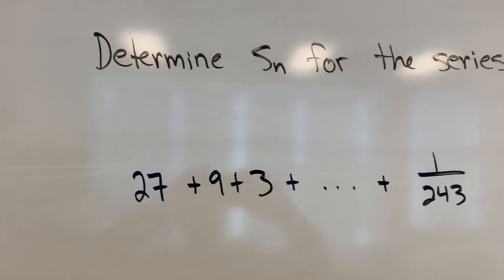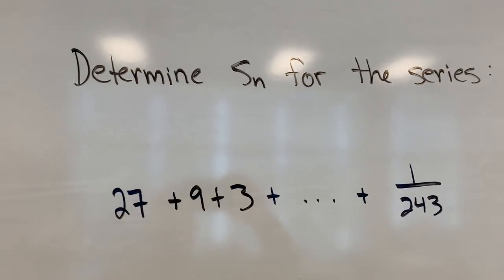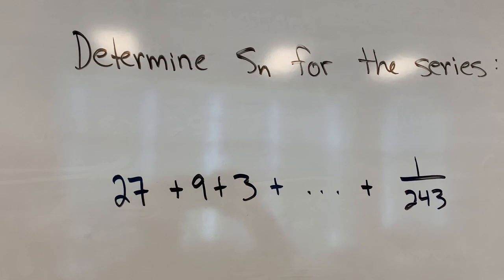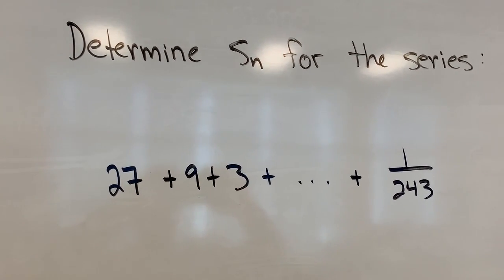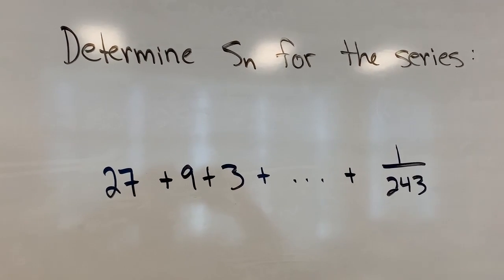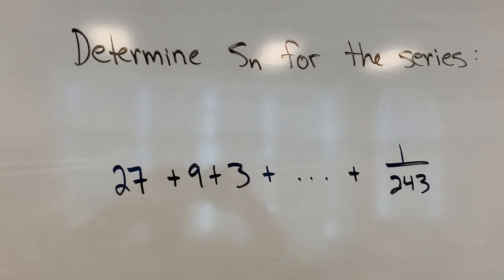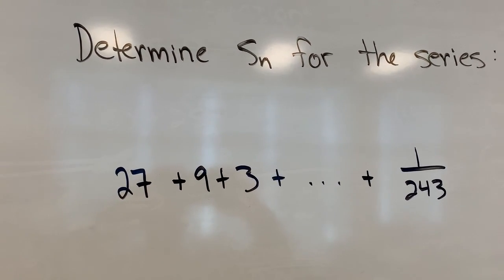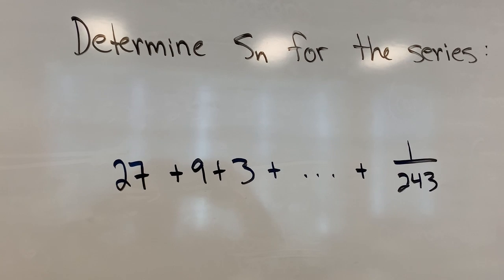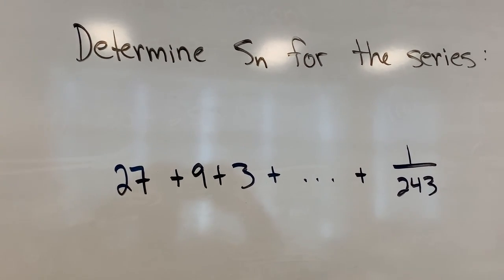In this case, they didn't tell us in the question that it's geometric, but hopefully even just at a quick glance, we could see that this is multiplying by a common ratio, not subtracting the same amount every time. So if you divide 9 by 27 or 3 by 9, you get a common ratio, which is a third. We're going to need to know that.